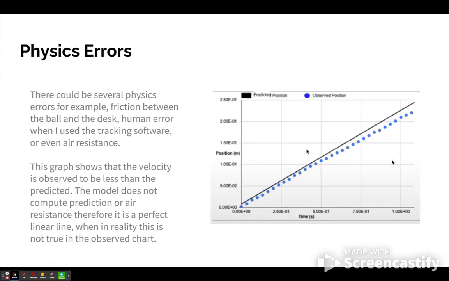A couple of errors that could be possible in this experiment were, for example, friction between the ball and the desk, human error when I used the tracking software to mark each movement, or even air resistance. The graph shows that the observed position is less than the predicted position because the predicted position doesn't include the friction, air resistance, or the manual marking. So obviously there could be some differences between the predicted and the observed position.